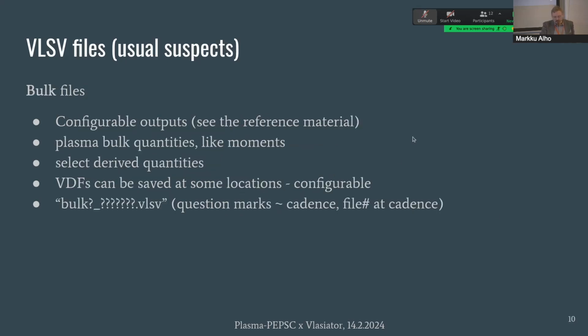Then we have the bulk files. That's just our naming convention. So these are configurable outputs. There's a listing of at least some of the variables that you can list in your config files to select what kinds of outputs you wish to have. But this includes indeed the plasma bulk quantities like the velocity space moments.